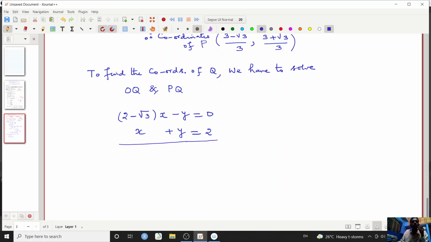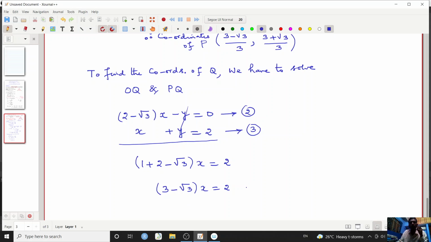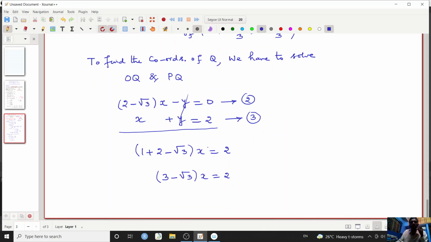So when you solve these two, this is equation 2 and this is equation 3, already we have numbered them. When you add these two, what you will get is 1 plus 2 minus root 3 times x is equal to 2. So what you will get is 3 minus root 3 times x is equal to 2. So therefore x is equal to 2 upon 3 minus root 3.